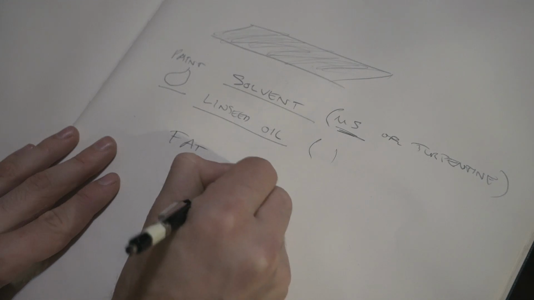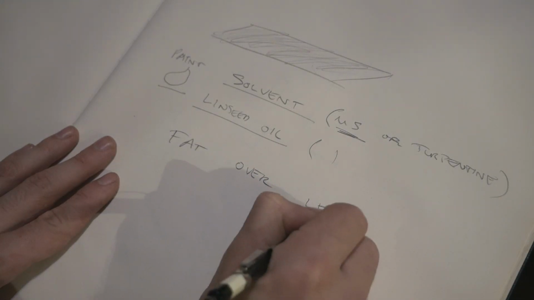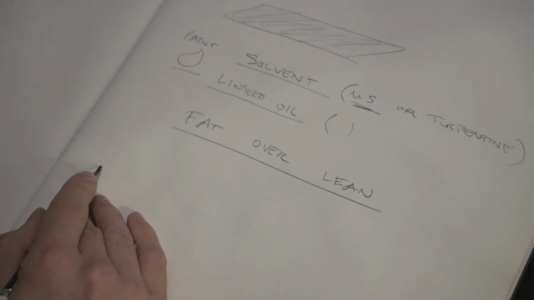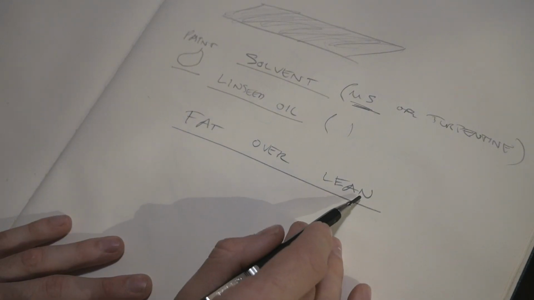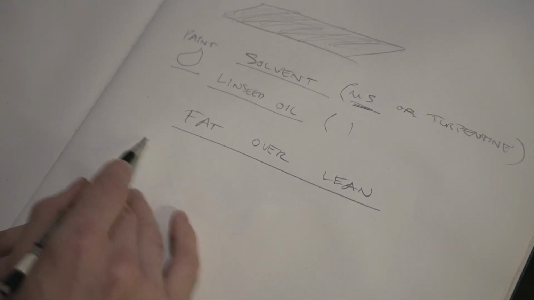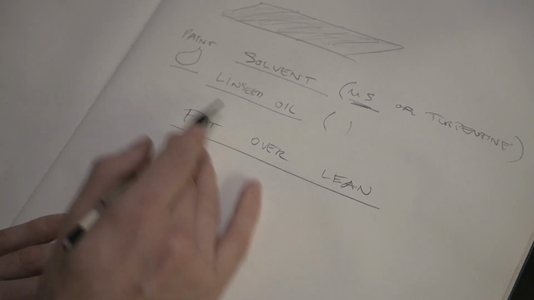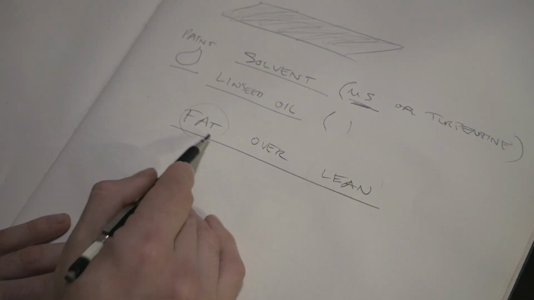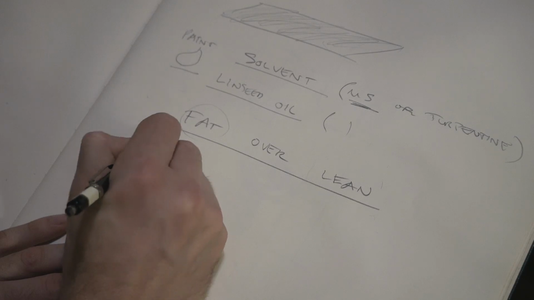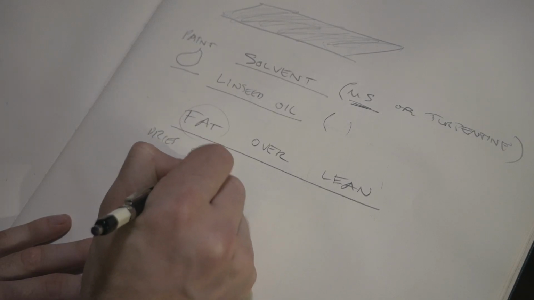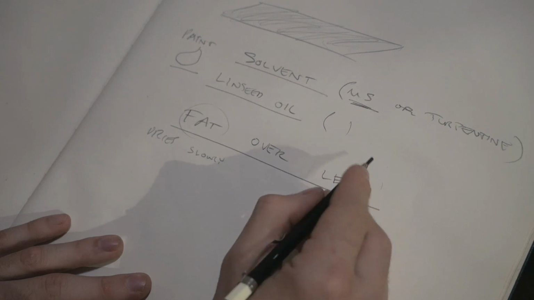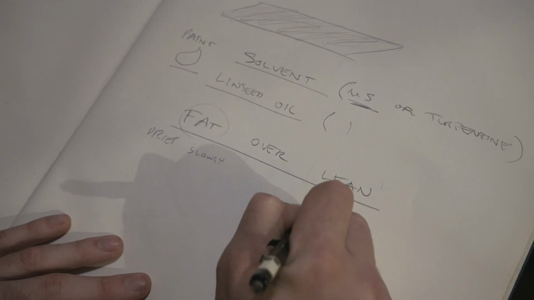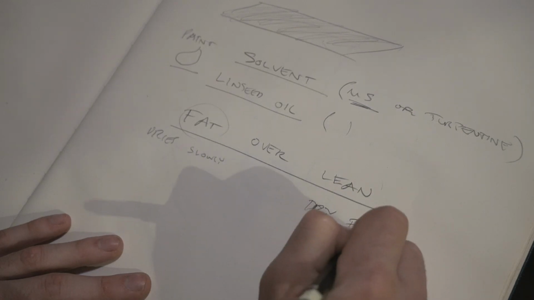So fat over lean, which is the best way I've come across to remember it. That was how I remembered it when I was taught this principle. So what that means is you want to paint each subsequent layer with a greater proportion of oil to solvent. The reason being, oil dries slowly. And mineral spirits or turpentine solvents, sorry about my terrible writing, they dry fast.